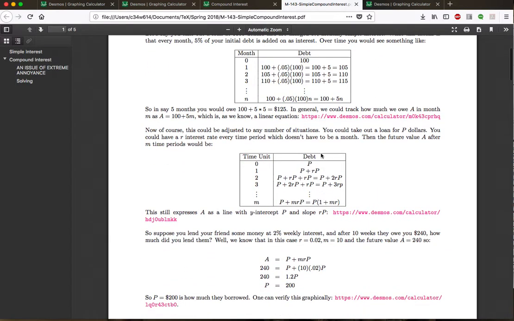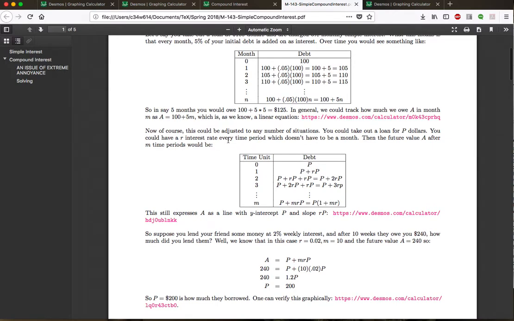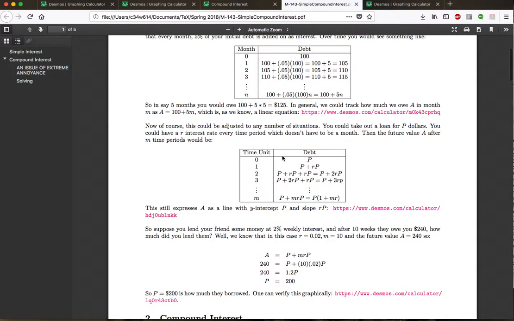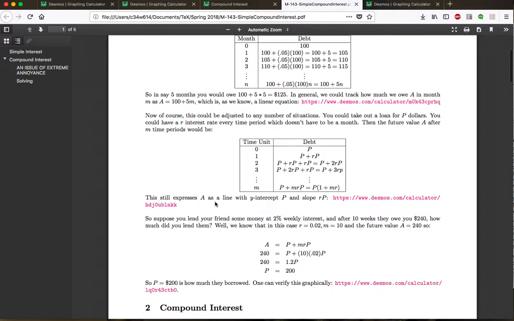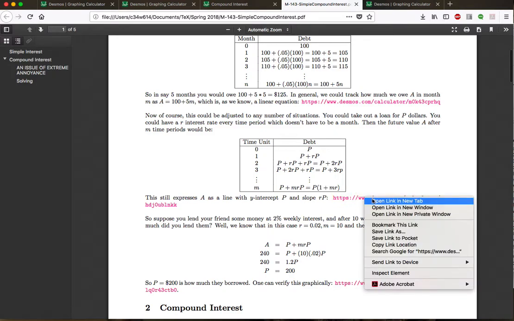And we can see there's a general formula. If you take out a loan for P dollars, and then you get charged R percent or an R rate per time unit, and these don't have to be months, they could be days or years or whatever, then the amount you'll owe in the future A is just whatever you owed times 1 plus the number of months or time units accumulated times R units, or R rate. And so this is the line that has y-intercept P, and the slope is just the rate times P. It's just however much money you're accumulating every single time.